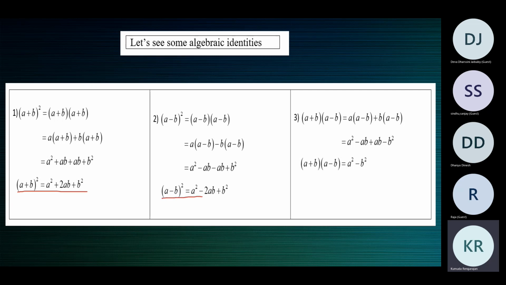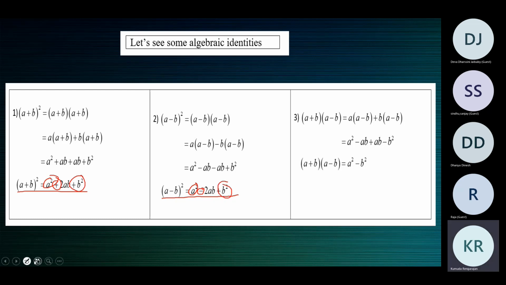A minus B the whole square. You can see it has the same terms: A square, 2AB, B square. It has the same terms. Just that here in A plus B the whole square, it is plus 2AB. In A minus B the whole square, it is minus 2AB. Signs are different. Otherwise, A square is plus A square here. Here also A square is plus A square only. Before A square, there's a positive sign. And here also it is plus B square. See here, plus B square. Here also it's plus B square.